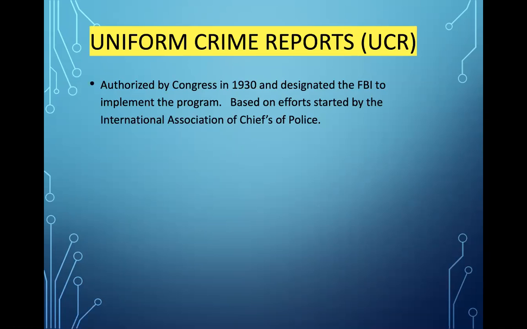So UCR has been around for a while. It actually was authorized by Congress in the 1930s and designated to the FBI to implement the program. And it was based on efforts started by the International Association of Chiefs of Police, so the IACP. And it divides crimes basically into 2 parts. It's what we call Part 1 crimes and Part 2 crimes.